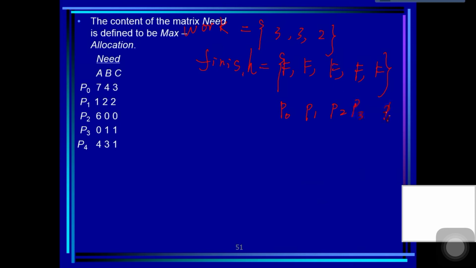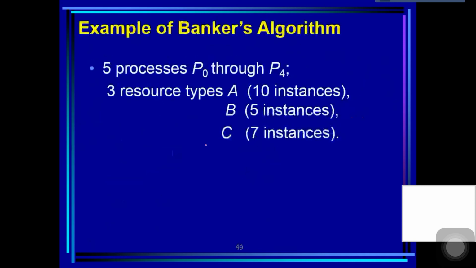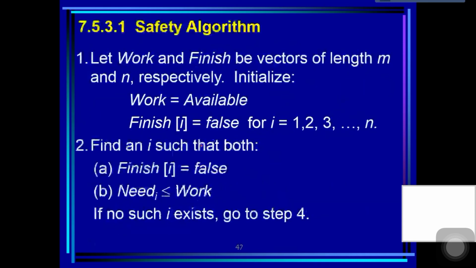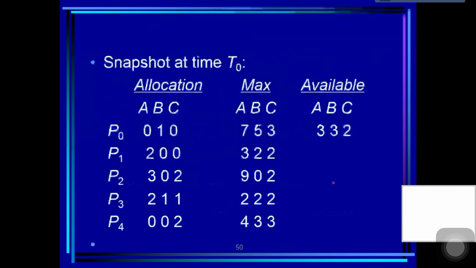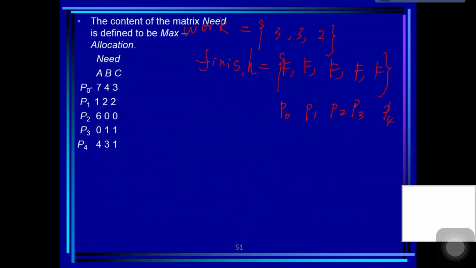P3 and P4. Okay, so for all the processes, they don't finish, terminate. Okay, let's look at first the need from P0. Let's look at the algorithm. We have to find a process that doesn't finish and its need is smaller or equals to work. So let's find, you can see here, the P0 doesn't satisfy and the P1 satisfy, 1, 2, 2.